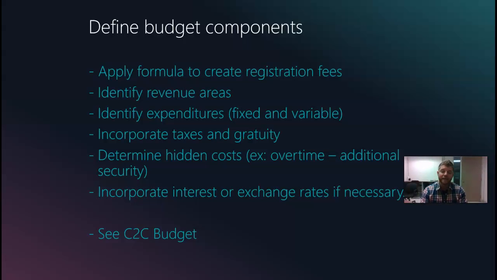You also want to determine hidden costs. This could be overtime, additional security, things that we just haven't thought about before. And often we put that in the budgets as a contingency. So maybe throw an extra 10% of what you think the cost for the whole event will be as a contingency cost. If we don't use it, that's great. But if something does come up, then we need to know.